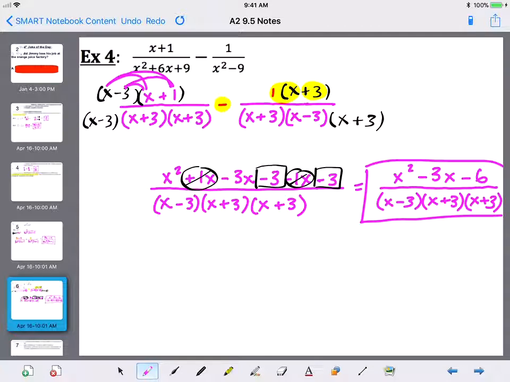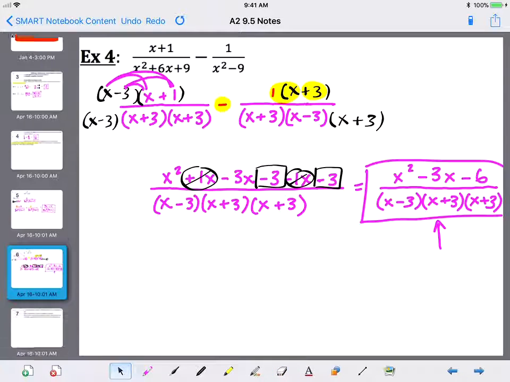You might think about factoring this numerator, but if you tried that, you'd be trying to find two numbers that multiply to negative 6 and add up to negative 3. And I don't think there's anything that's going to do that. So this right here is our final answer. Alrighty, so we can't do that.